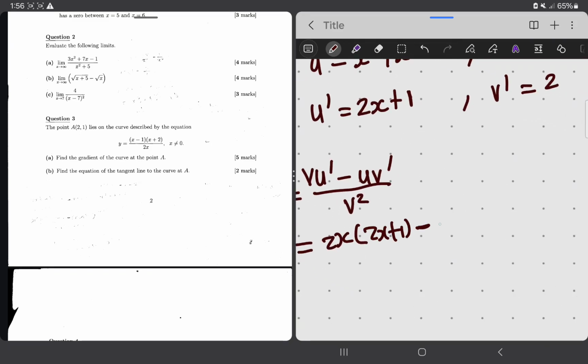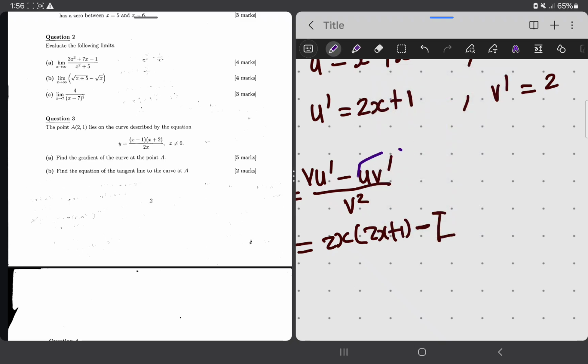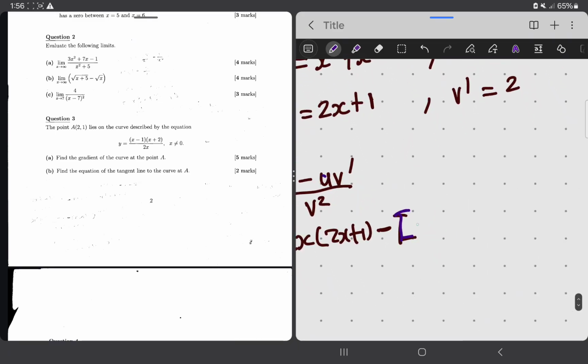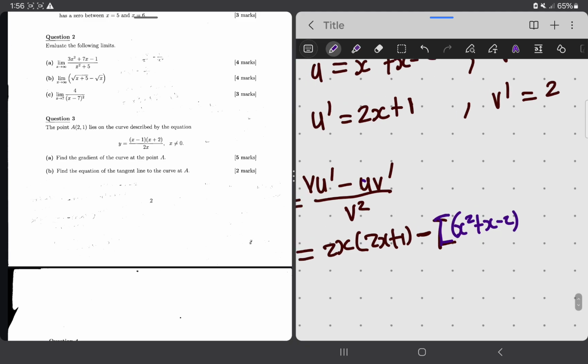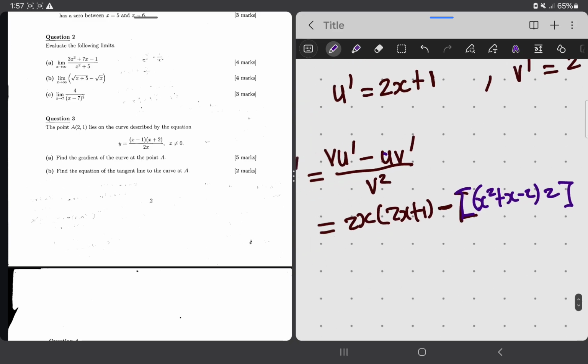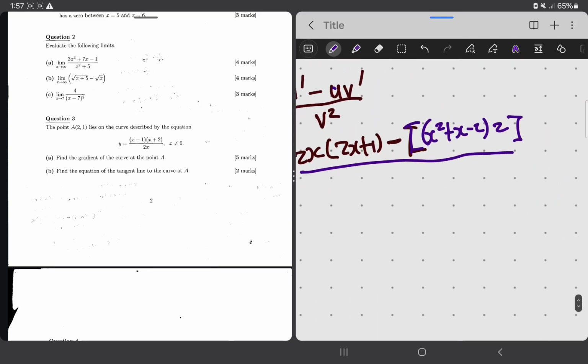Then we say minus. Here we put a big bracket. Every time you come after a minus or you have a minus affecting things like this, you put a big bracket and put those things in there so you don't make a mistake. Now let's put the u v prime. What is u? x squared plus x minus 2. So it is x squared plus x minus 2. This whole thing is multiplying v prime. What is v prime? It's just a 2. So it's multiplying a 2. And this is low over v squared. What is v? v is 2x. So it's over 2x squared.